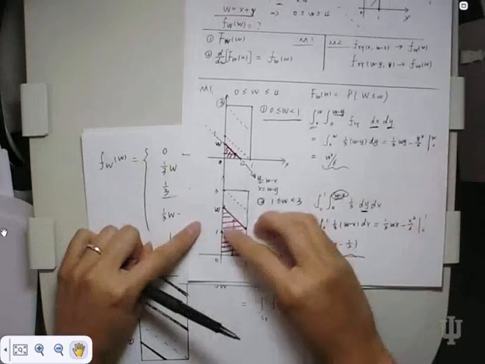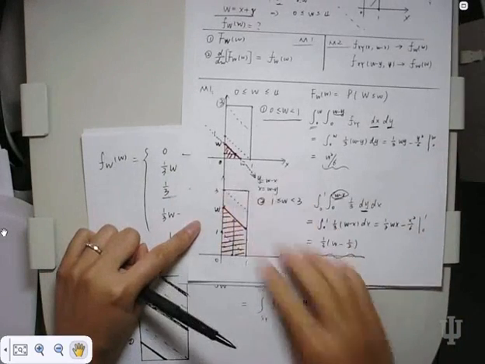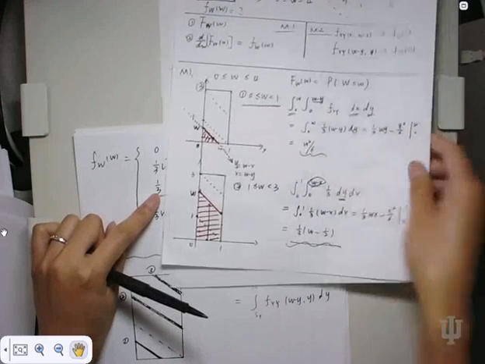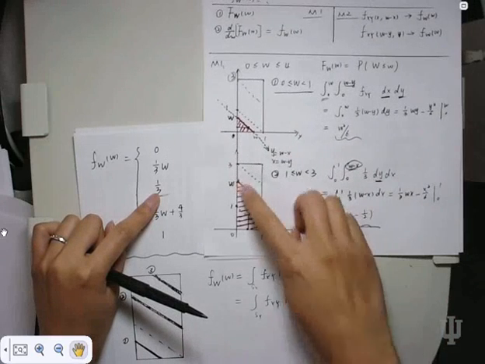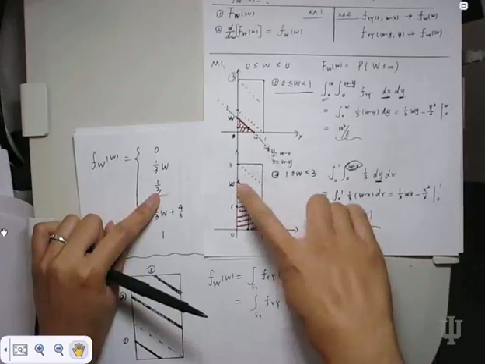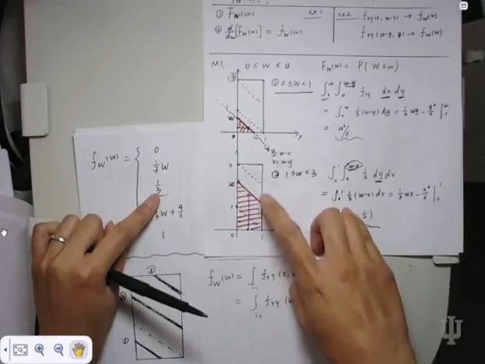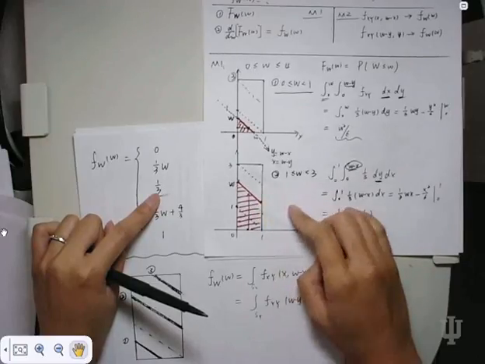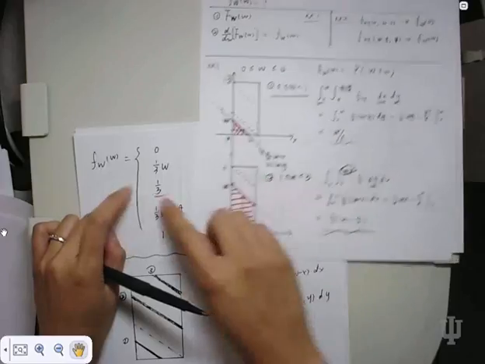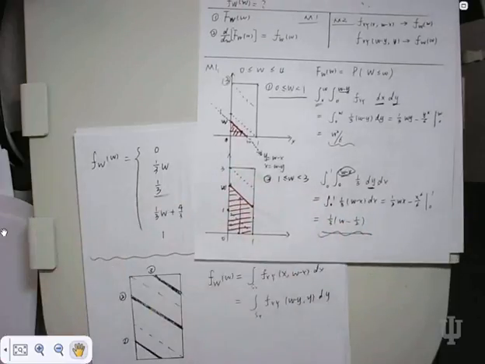For W between 1 and 3, it gives me a constant. This is the density. Because this line has a fixed length, and I always multiply this line by 1/3, that will give me the probability. Because this length is fixed, it has to be a constant value here.